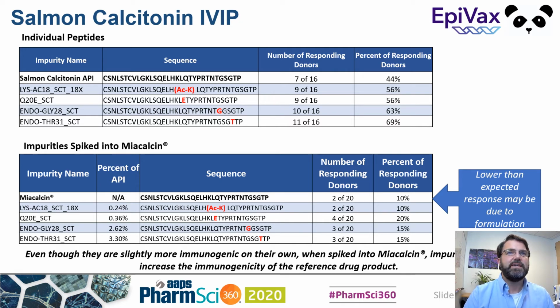However, to test what impact they might have on the final drug product, we took Miacalcin, which is the reference product for salmon calcitonin, and we actually spiked Miacalcin with these impurities individually at their observed percentages as they were identified in the generic product. And what you see here is that there's very little impact on the immunogenicity compared to Miacalcin. So while these impurities have the potential to be slightly more immunogenic when compared at the same concentration as the API, when they're there at a much lower, observed concentration, you don't really see much of a difference.